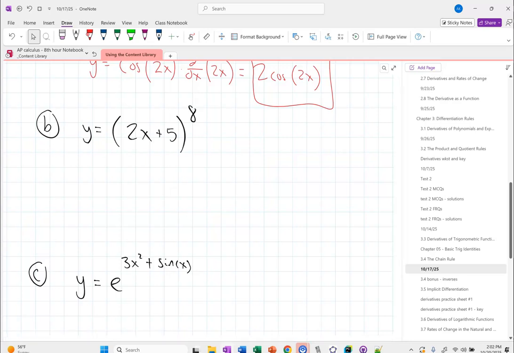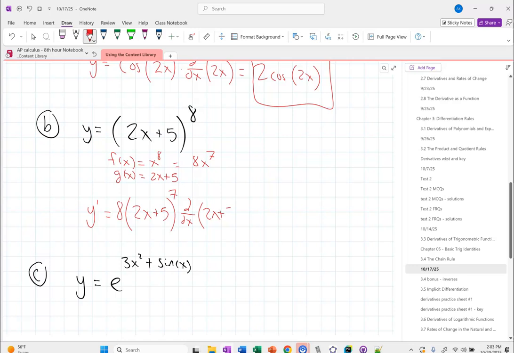X to the 8th is the outer, good. And the inner. Okay. So the derivative of the outer is 8x to the 7. So my derivative is going to be 8 times the inner to the 7 times the derivative of the inner. What's the derivative of 2x plus 5? 2.